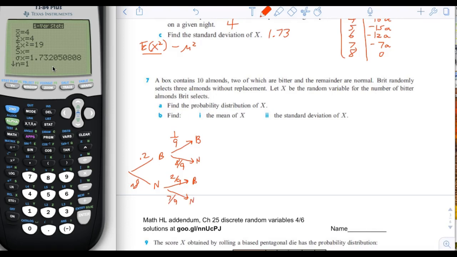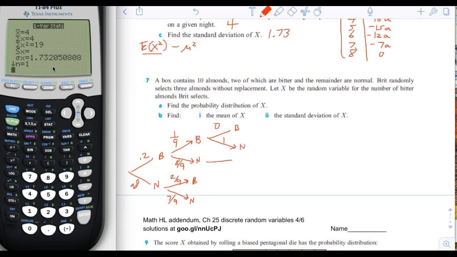And then in the third layer, we don't have any chance to get a bitter again because we've already chosen the 2 bitters out. So we know that on the third draw, there's a 0 chance of getting a bitter, and there's a 1 chance of getting a normal.